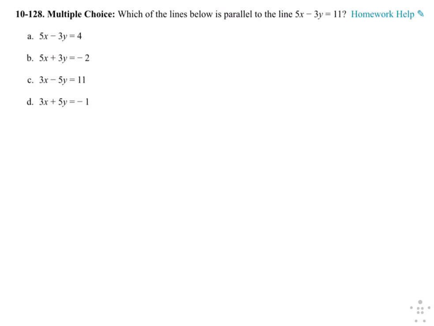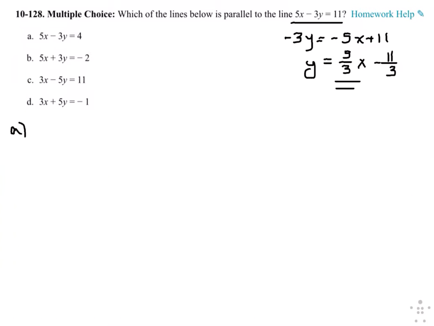Okay, 128 says, which lines are parallel to this? I think it's easiest to put this into slope-intercept form and just find out what the slope is, right? So this would be negative 3y equals negative 5x plus 11, right? Subtract 5x from both sides. And divide by negative 3, so we get y equals 5/3 x minus 11/3, right? So the slope is right here.